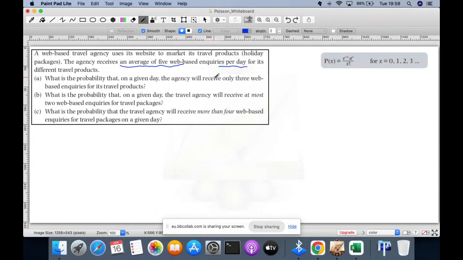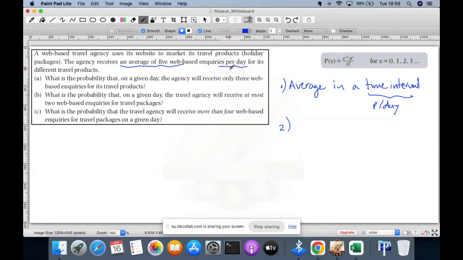Now, when you're asked to work out the probabilities of a number of events occurring within a time interval, and you're given the average, then it's a Poisson distribution. So the first thing you need to check is, are you given an average? So you're given an average in a time interval. If you look at the text, you're given an average of 5 inquiries per day. So that's our time interval. Our time interval is per day.